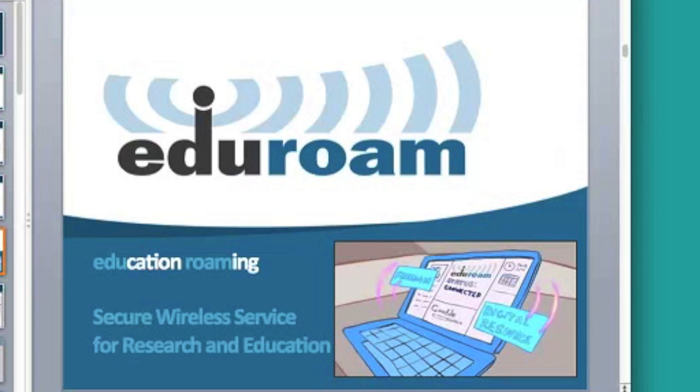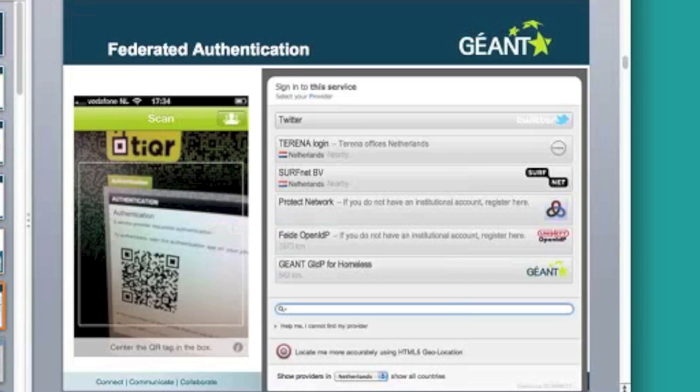So the question is, why for the web environment would we use something other than Facebook or Twitter for authentication? And the reason that we use federated authentication is because it does allow it to be delegated back to a home institution. On the right-hand side, you can see an example of an authentication dialog that's allowing you to choose a range of authentication services, including Twitter itself.